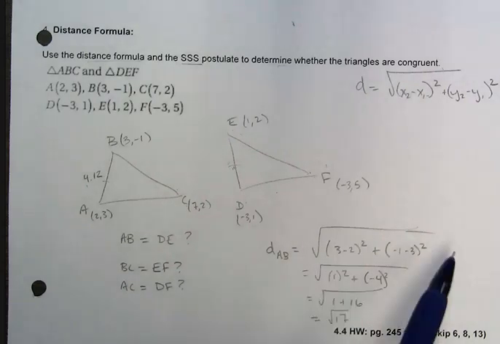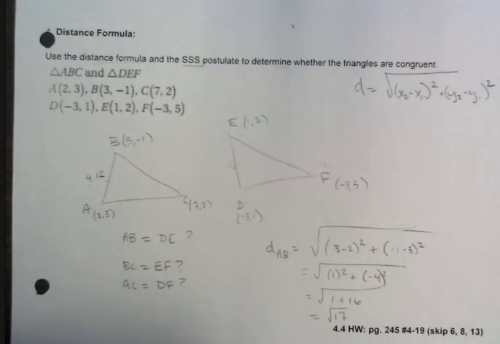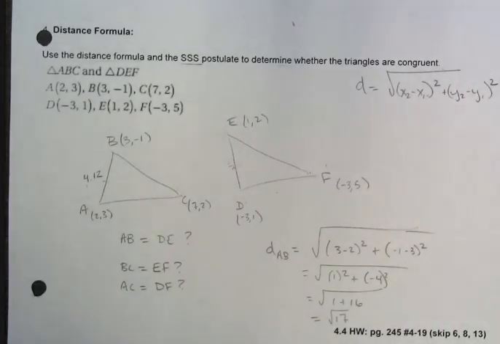Okay, so that's how you can complete that problem and use the distance formula to help you determine if all the sides are congruent. All right, guys, there's 2 shortcuts for you that will save you a little bit of time and not have to use the definition of congruence to prove triangles are congruent.